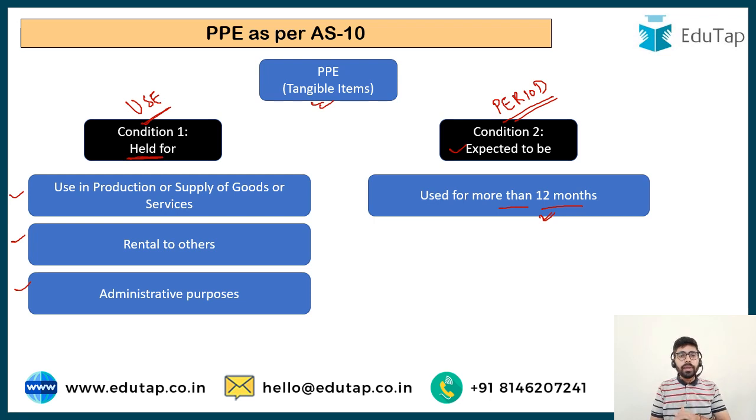Similarly, many companies are giving cars on rent for some period of time. They are giving scooters on rent for some period of time. So all these kinds of items are expected to be used for more than 12 months and they are kept for rental purpose. So they again are going to be fixed assets.